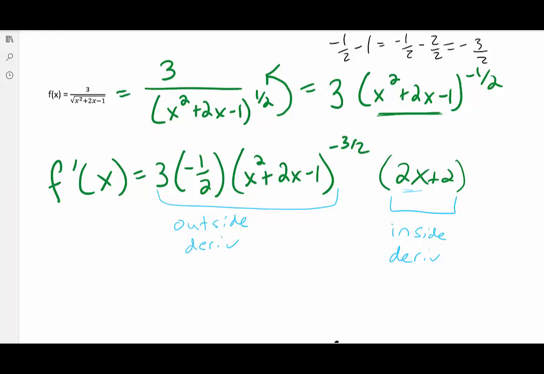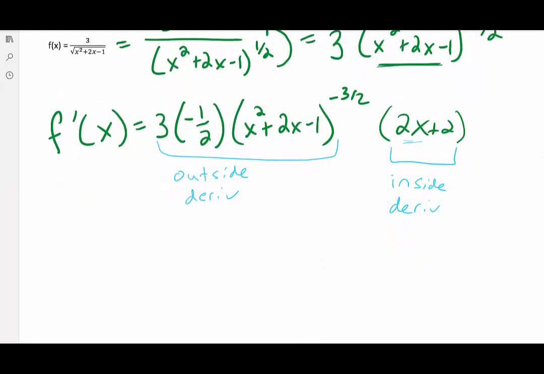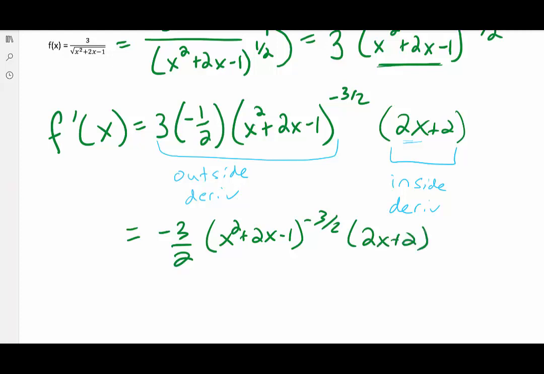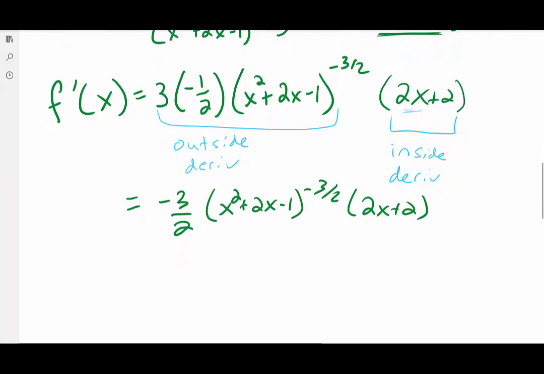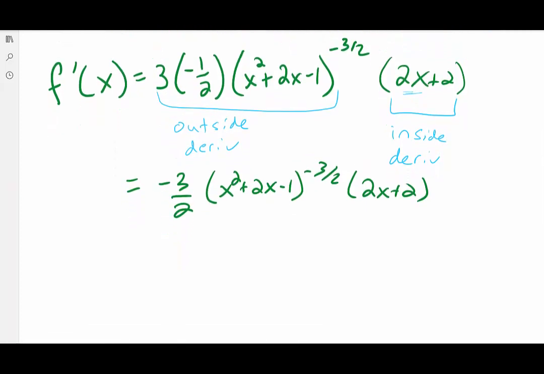Okay, let's clean this up a little bit. So 3 times a negative 1/2, that's going to give us a negative 3/2. Okay, x squared plus 2x minus 1 to the negative 3/2 times 2x plus 2. All right. And then the next thing I want to do is put this all together as a single fraction. So what I know is that I have a negative 3 in the numerator. Okay, that negative 3/2 power there.